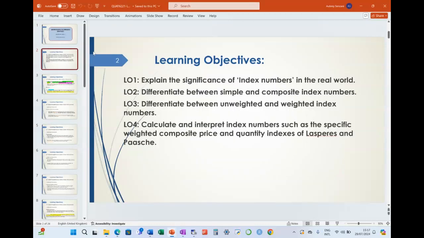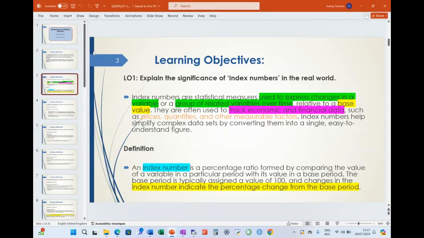So, explaining outcomes. Sorry, guys. Learning objectives. Explain the significance of index numbers in the real world. Differentiate between simple and complex index numbers. Differentiate between unweighted and weighted index numbers. And then finally, calculate and interpret index numbers such as the specific weighted composite price and quantity indexes of Laspeyres and Paasche. I do not know how to pronounce those, but we will look into it.